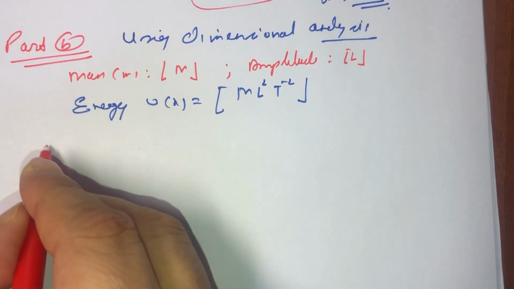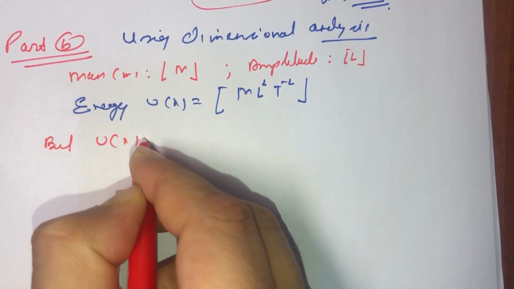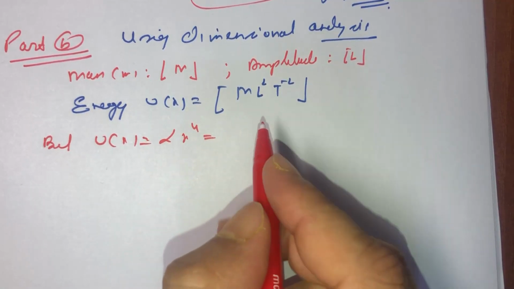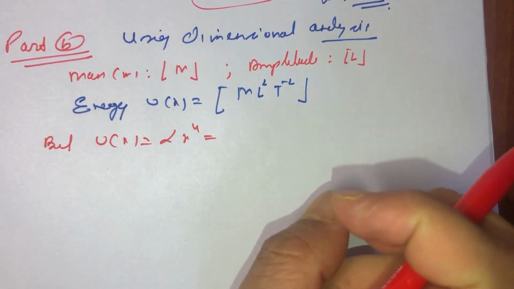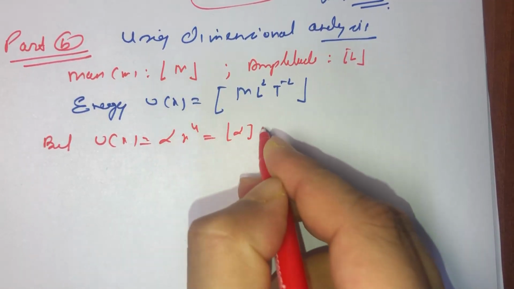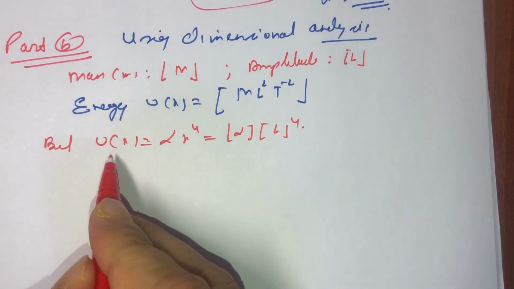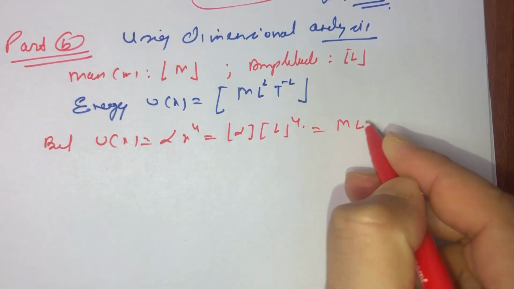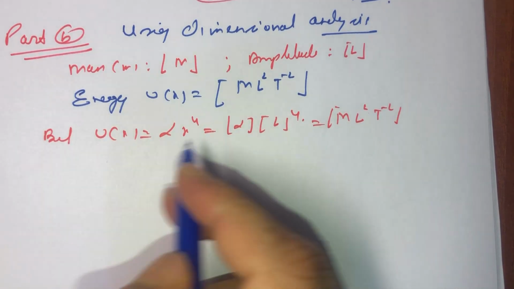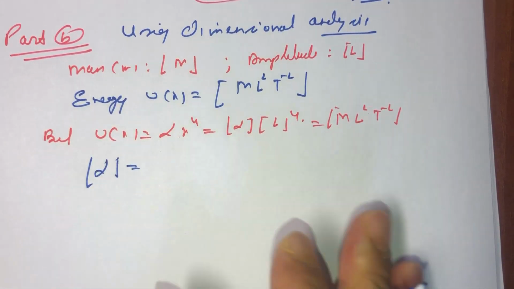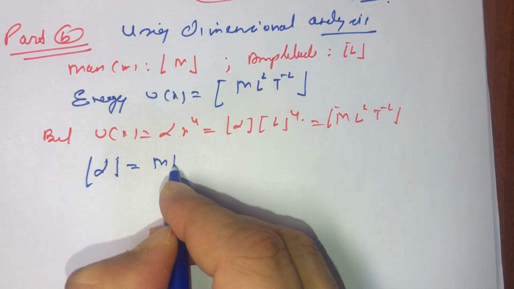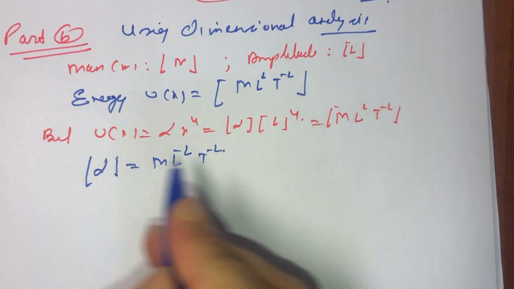We are given that V of x is given as alpha x raised to power 4, and x is our displacement. So we can write this as alpha times length raised to power 4, and this is equal to energy. So we can equate it to the energy, that is M L squared T minus 2. Therefore we get that alpha will be equal to M L minus 2 T minus 2.